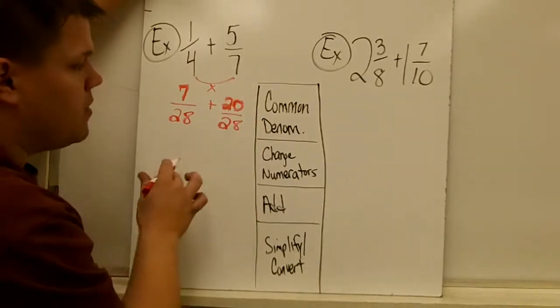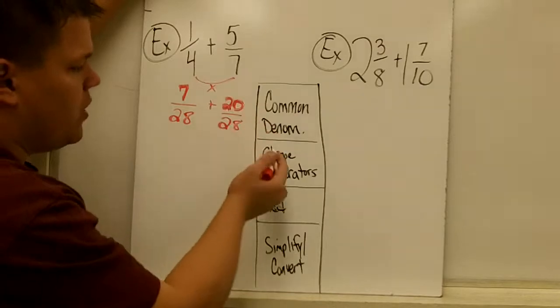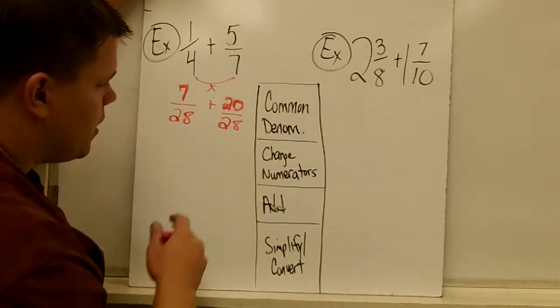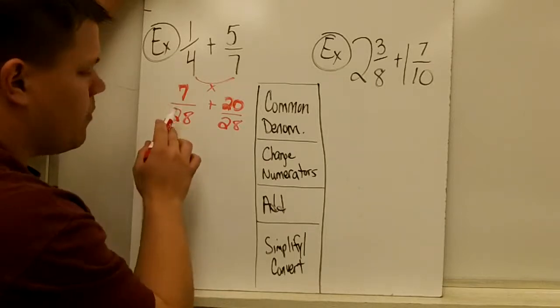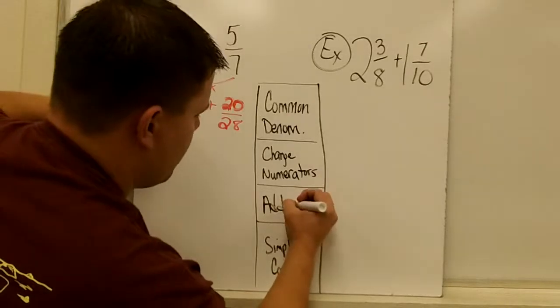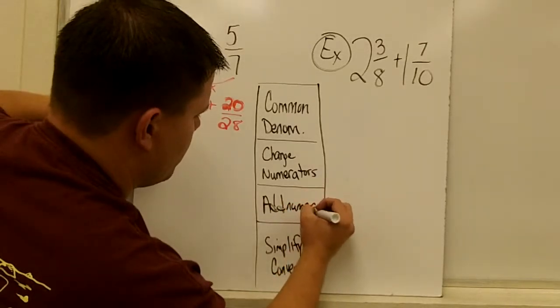At this point, I have a common denominator. I've already changed numerators and I've already gotten a common denominator, so I've kind of done 2 steps in one here. I'm going to add now. So 7, I'm going to add my numerators. And actually, I'm going to add that to my list right here. So I'm going to say add numerator.